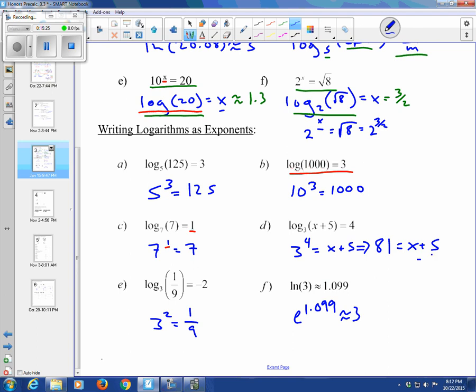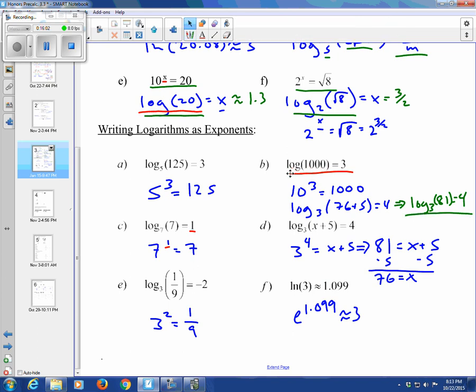And right here when we subtract 5 from both sides, we are going to get 76. That can't be. No, that's right. So right here, we would say that x equals 76. And if we plug this back in, we'd get log base 3 of 76 plus 5 equals 4. And right here, that would give us log base 3 of 81. What do I have to raise 3 to in order to get 81? That's the exponent of 4, right?